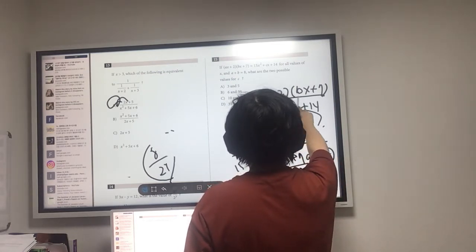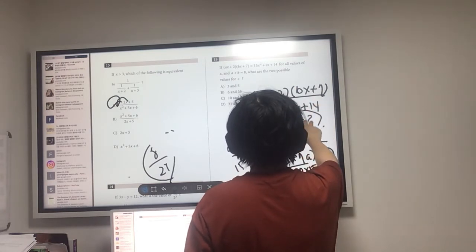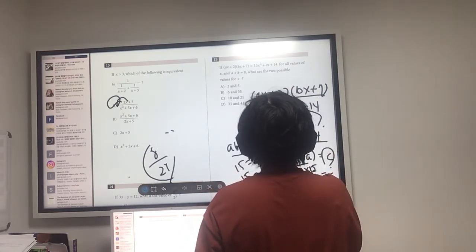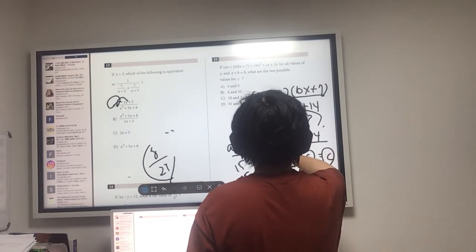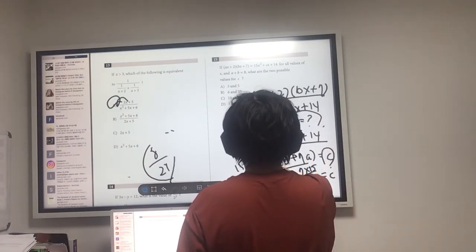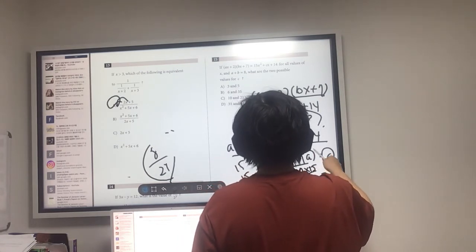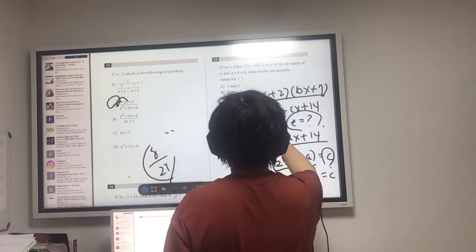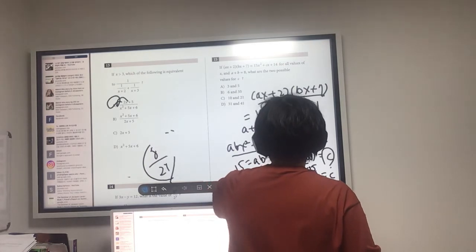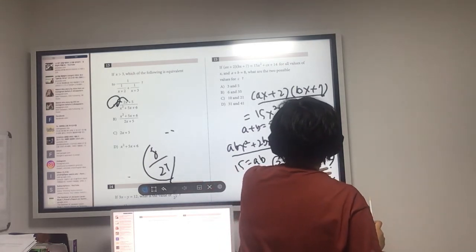AX plus 2, BX plus 7, X plus square root 6 is 14. A plus B equals 8. What would C equal? Right, two possible values of C, and so ABX squared, 2BX, 7AX plus 14, right, and so AB, 2B plus 7A equals C, AB equals 15, 14. Once again, this is correct, we do have this part correct.